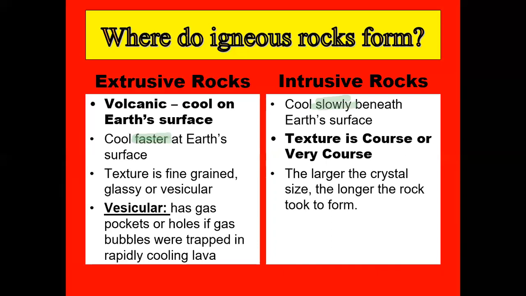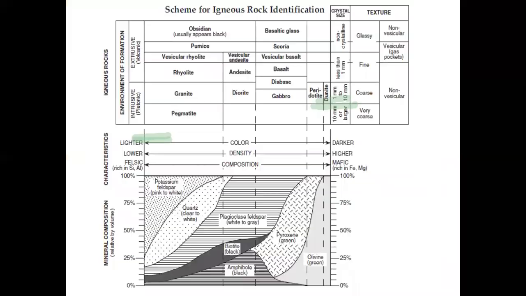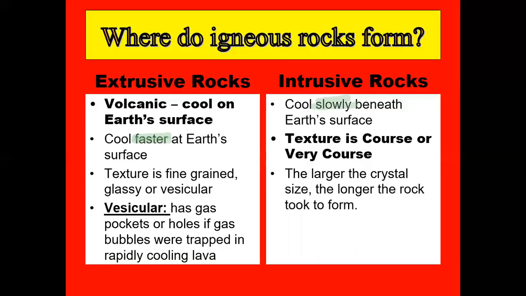They definitely have larger crystal sizes, again because it just took longer to form. This is a slow process, so they had time to develop these crystal sizes. So the texture is coarse in an intrusive rock, fine in an extrusive rock. They're going to have a much bigger crystal size because the rock took longer to form. We're going to investigate that a little bit more here.